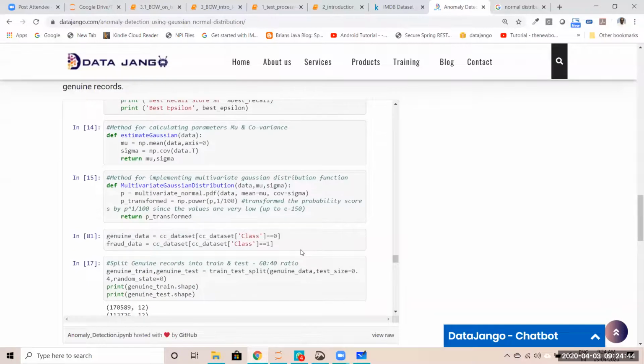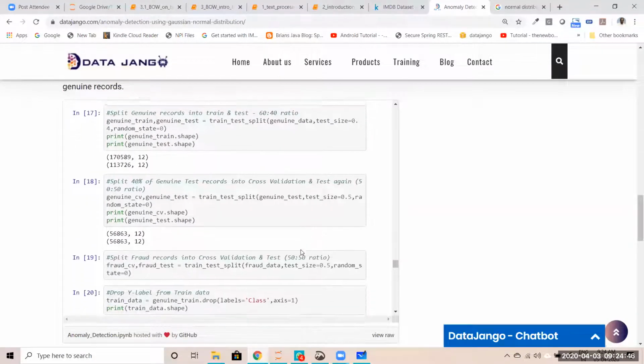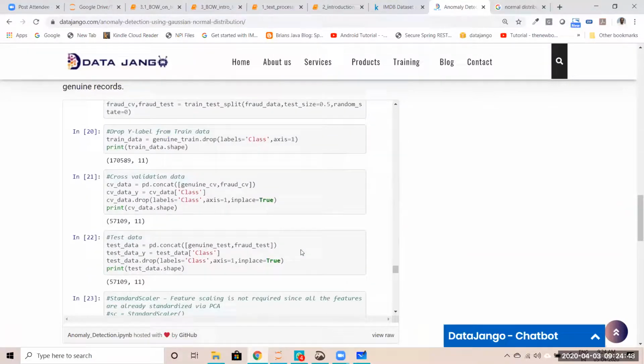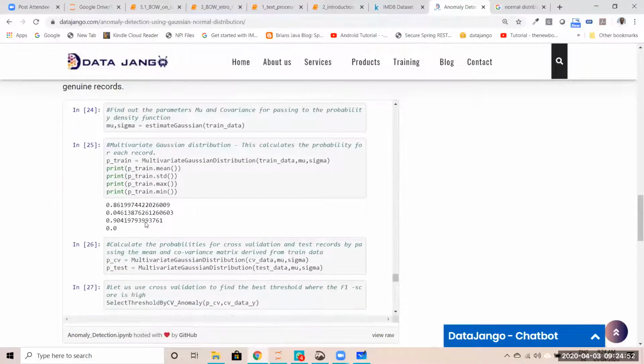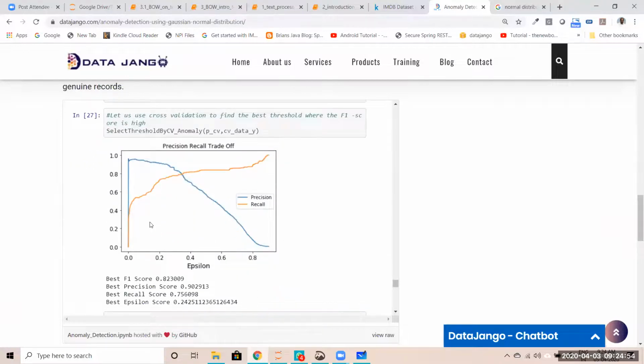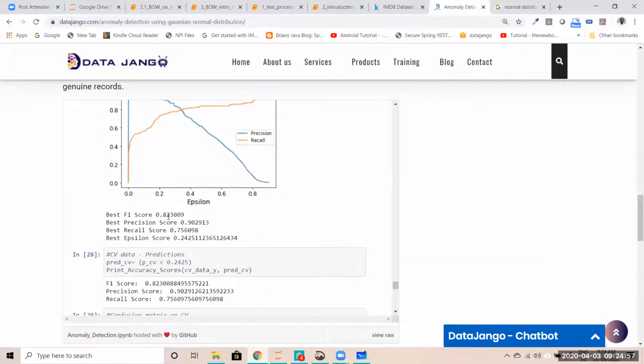So using that epsilon, if you try to predict, it gives 86% accuracy. Here, the F1 score is 82%, precision is 90%, and recall is 75%. Whatever it is predicting, it predicts correctly, but the records which are fraudulent, it is not able to predict correctly.